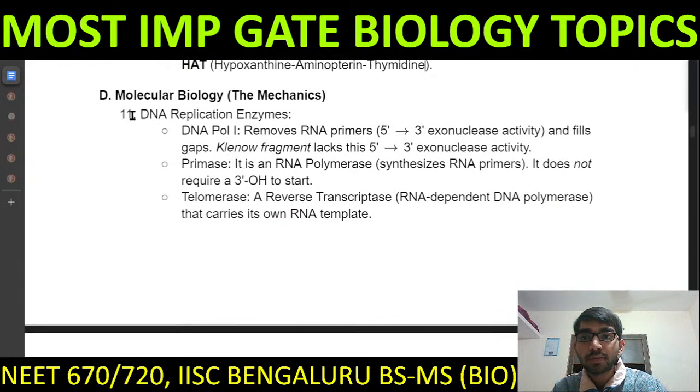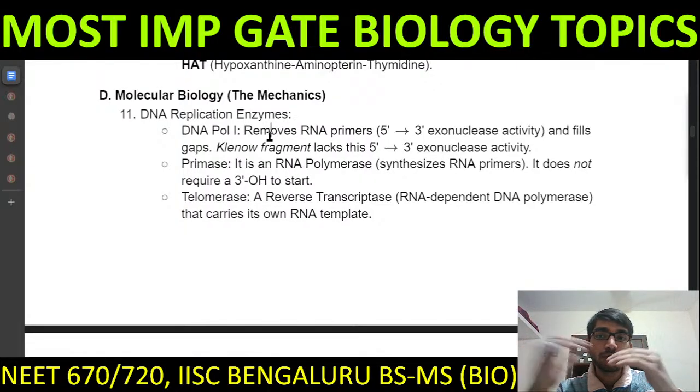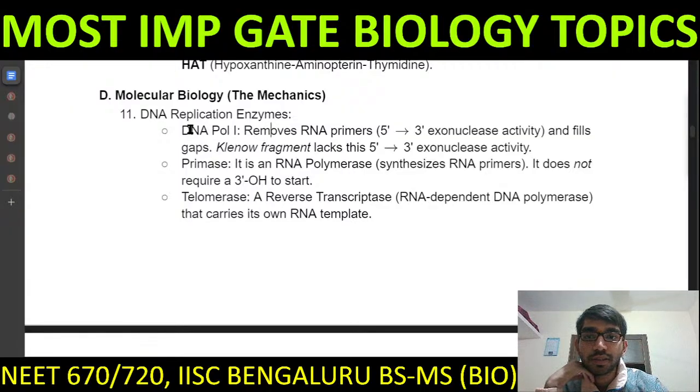Then coming to molecular biology, there are DNA replication enzymes, very important. DNA Pol1, it removes the RNA primers. Once the RNA primers are laid down, you also have to remove them and seal the space. You don't require an RNA-DNA hybrid, right? So you have to remove that. So how do you do that? You use DNA polymerase 1, which has the 5' to 3' exonuclease activity and fills the gap. So it removes the RNA primer and then it also fills it in the 5' to 3' direction.